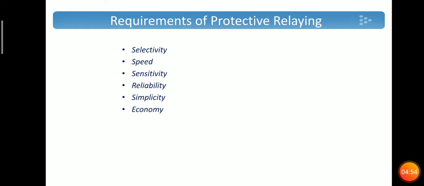Then we can see the main requirements of a protective relay. They are selectivity, speed, sensitivity, reliability, simplicity, and economy.